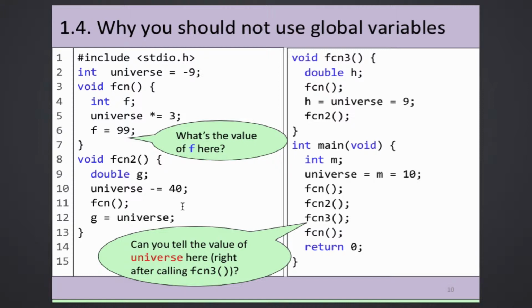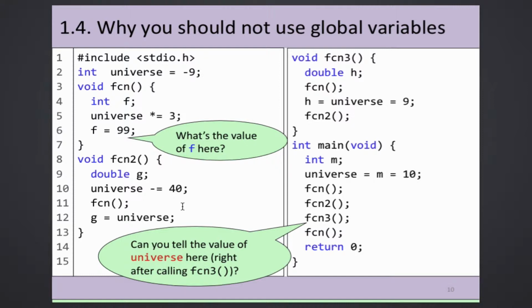Will the global variable be updated? Yes or no? Yes, so how? From 10 to 30. Okay, so 30. Then the function ends, and the f is useless, so we don't need to take care of the f.